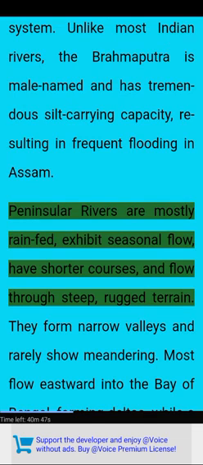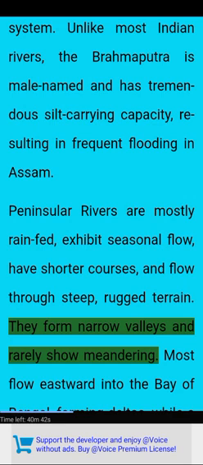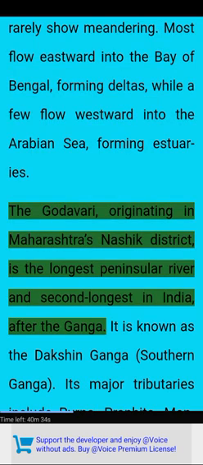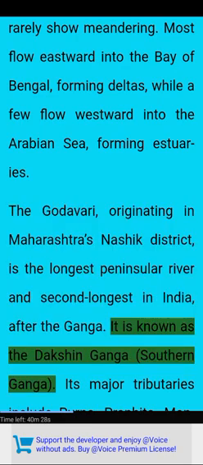Peninsular rivers are mostly rain-fed, exhibit seasonal flow, have shorter courses, and flow through steep, rugged terrain. They form narrow valleys and rarely show meandering. Most flow eastward into the Bay of Bengal, forming deltas, while a few flow westward into the Arabian Sea, forming estuaries. The Godavari, originating in Maharashtra's Nashik district, is the longest peninsular river and second longest in India, after the Ganga. It is known as the Dakshin Ganga, Southern Ganga.